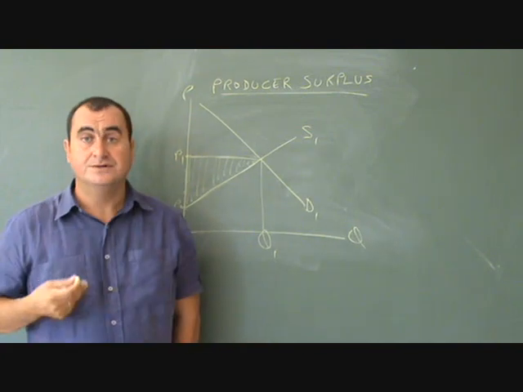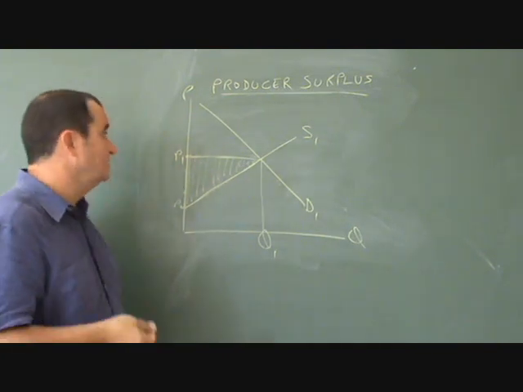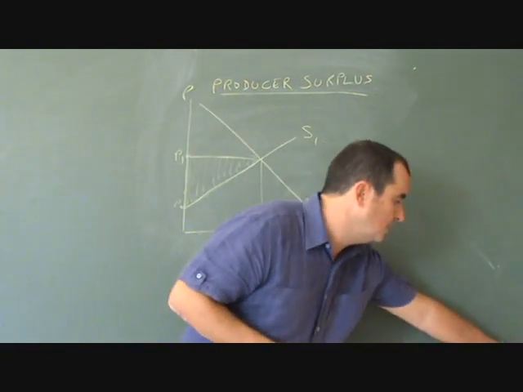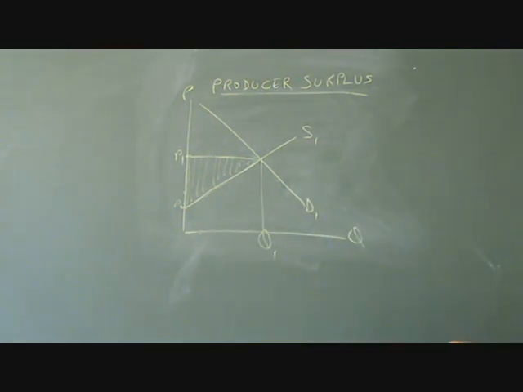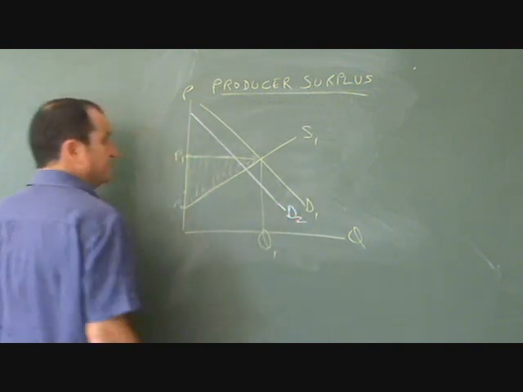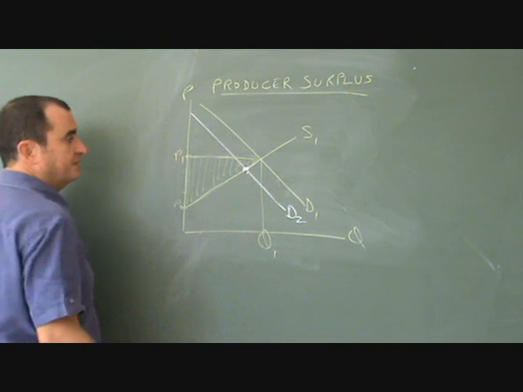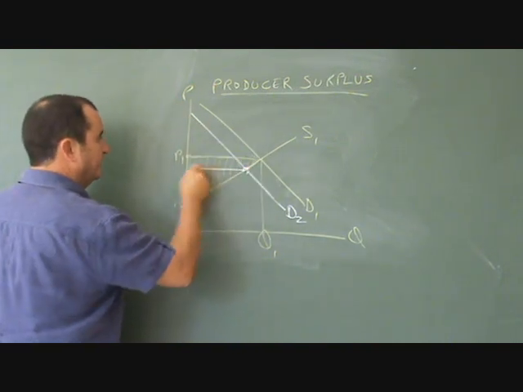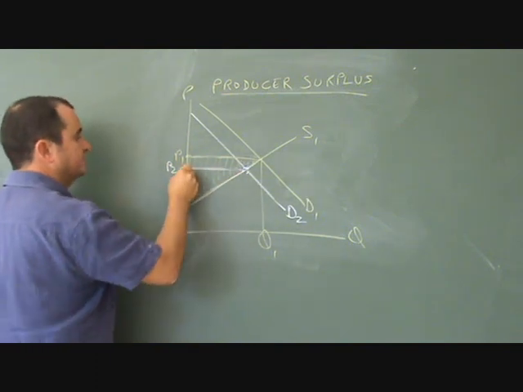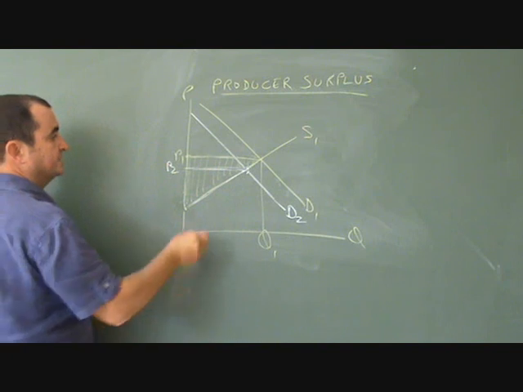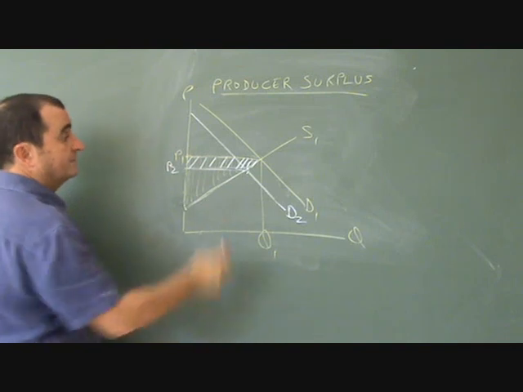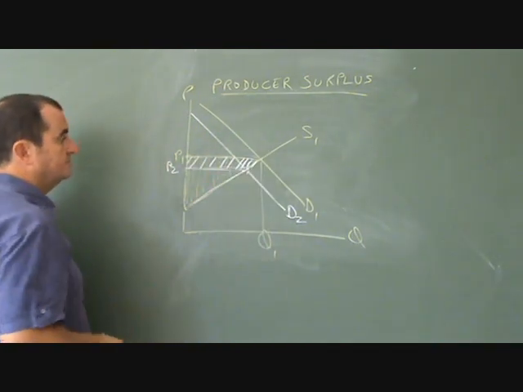Now what happens when demand or supply shifts? There will be a change in the producer surplus, of course. Let's imagine what happens if demand changes. Well, if demand falls to D2, then you can see that there is a new equilibrium price where supply cuts demand now. We'll call that P2, we'll get rid of that one. And of course now the new producer surplus is this area. And it's fallen by that area.